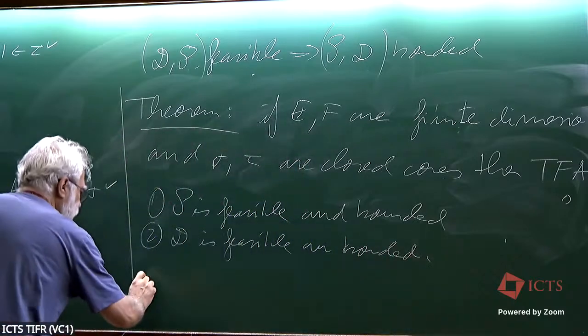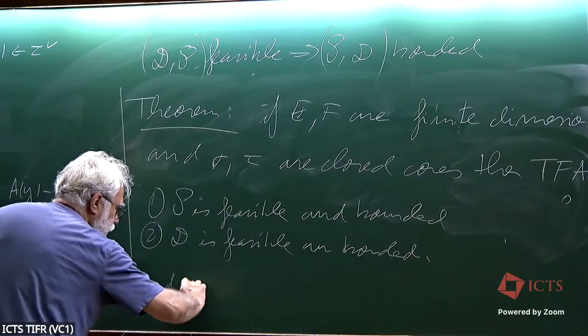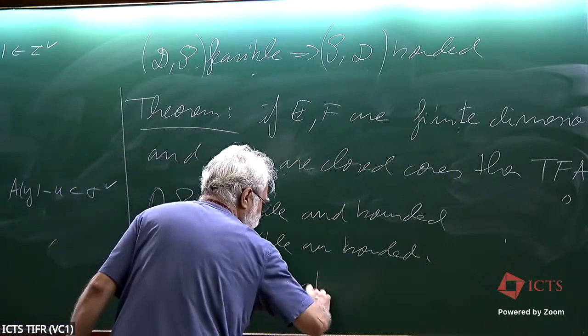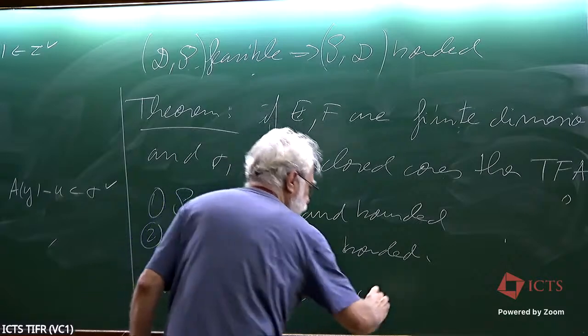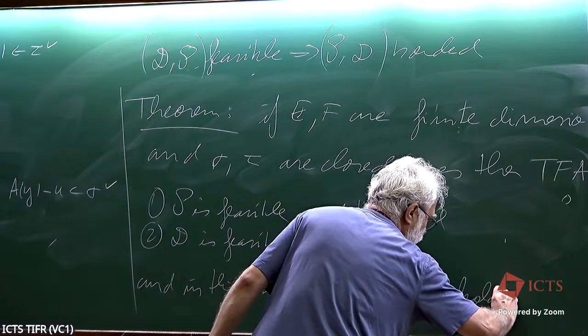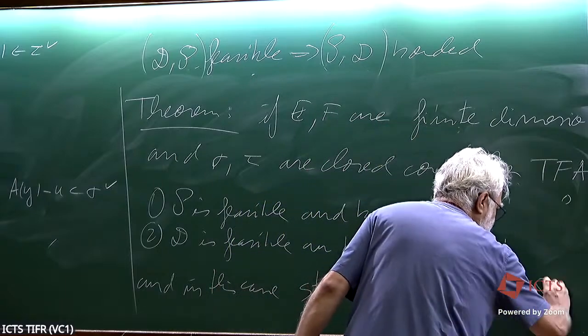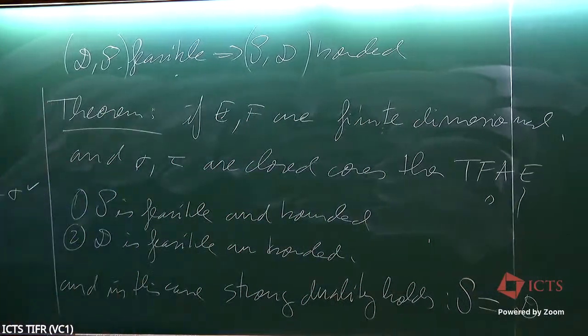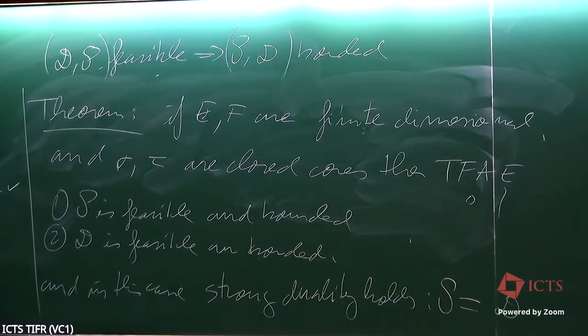And in this case, strong duality holds, in the sense that P is equal to D. So it's not just that one is smaller than the other, but they are exactly the same. So the two optimization problems give exactly the same result.